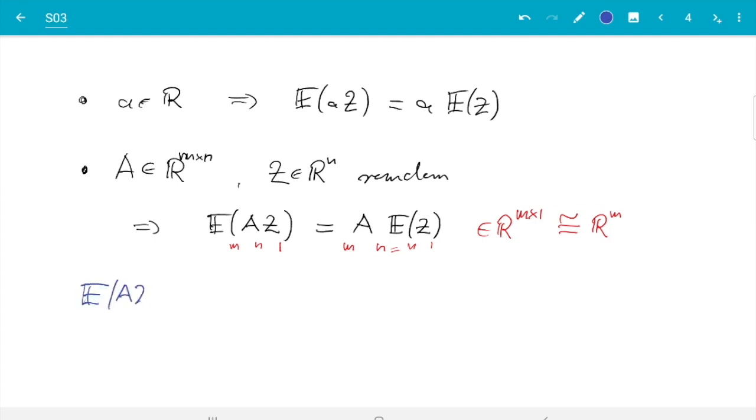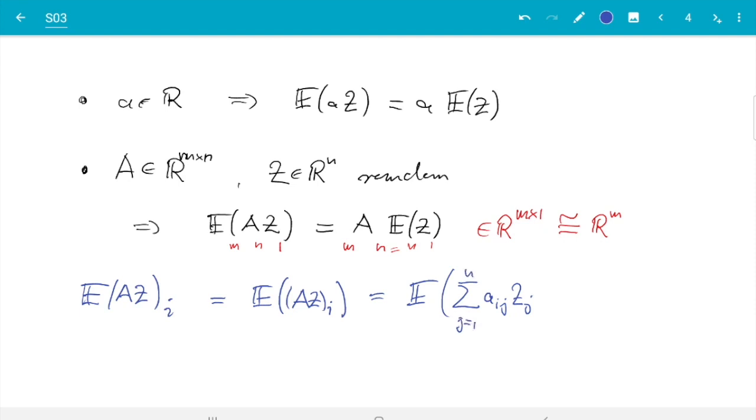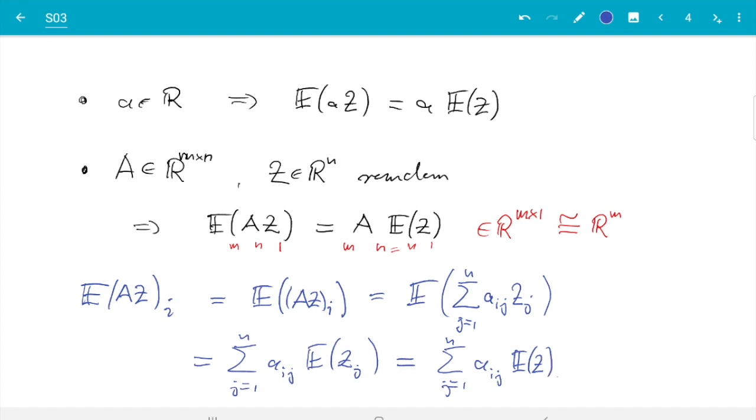Same idea: the expectation of a vector is defined component-wise, so we can only look at the ith component. We know that is the expectation of (Az)_i. Then in here we can expand the matrix-vector product, so that is the expectation of the sum of A_ij Z_j, j from 1 to n. And now, same as before, we know we can take sums and constant factors out of the expectation. So that is the sum j from 1 to n of A_ij times the expectation of Z_j. And then I can take the j out of the expectation: j from 1 to n, A_ij times the j-th component of the expectation of the vector Z, and that is now a matrix-vector multiplication of matrix A with the expectation of Z. So that's A times the expectation of Z, and of that thing, the ith component.